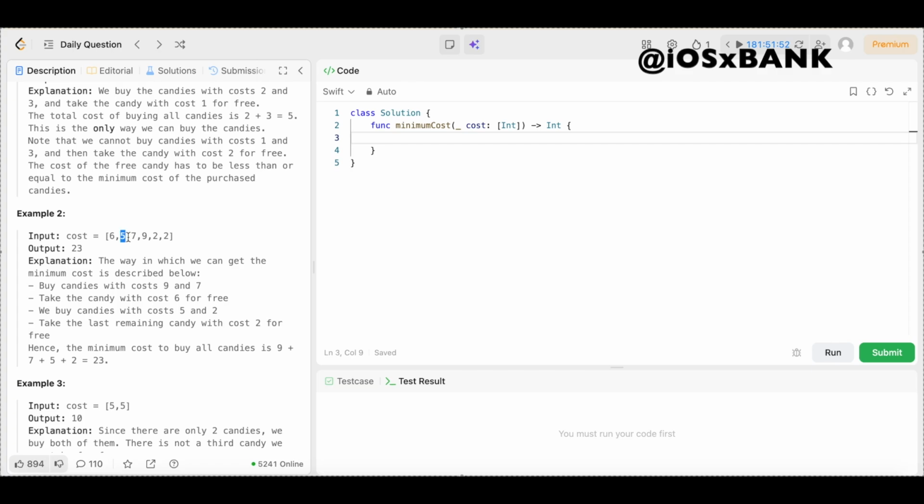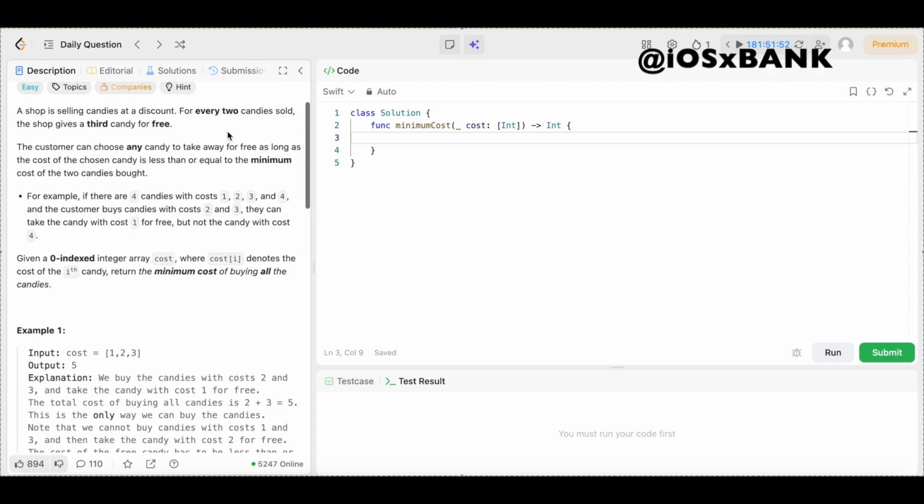So now we're left with this candy and these 2 candies right here. Once we buy these 2 candies for 5 and 2, then we could get the last remaining candy with the cost of 2 for free. So once again, we already bought these 2 and got this one for free. Now we're going to buy these 2, right? Boom. And then we could get this one for free because it says less than or equal to.